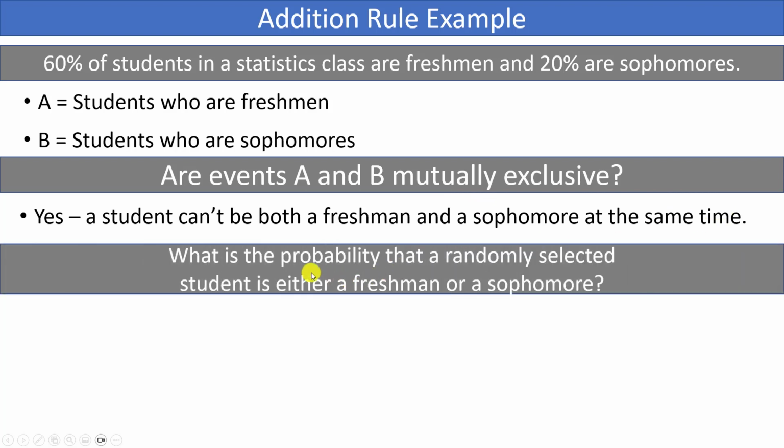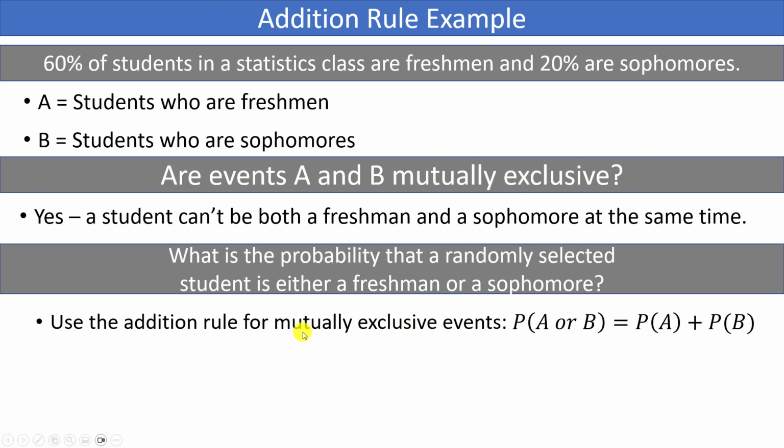Let's say we are asked, what is the probability that a randomly selected student is either a freshman or a sophomore? Well, since we have mutually exclusive events, we can use the formula for mutually exclusive events. The probability of A or B is equal to the probability of A plus the probability of B. This is kind of like having two non-overlapping circles. If we want to find the area of both circles, we just have to simply add those two circles together, the probability of A plus the probability of B.